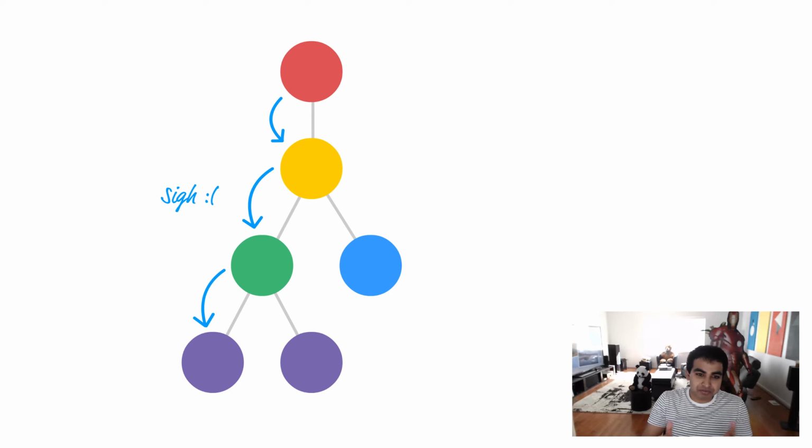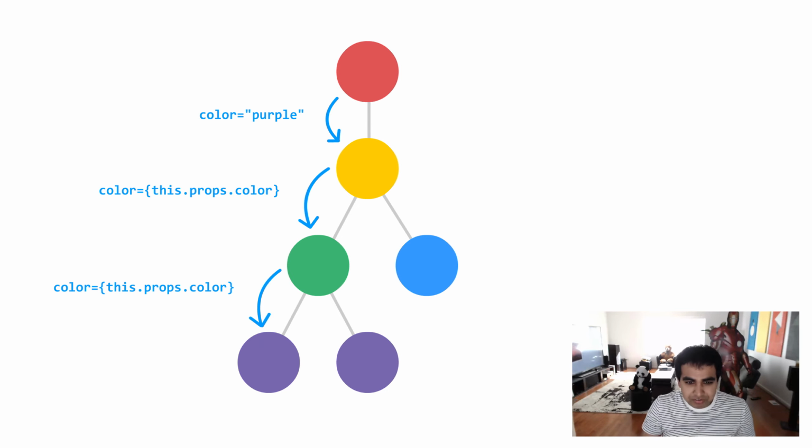So here's what you have to do. In this case, you have to transfer your property from your parent into an immediate child, then back another layer of children, and another layer of children. That's a lot of transferring things, a lot of indirection going on. And unfortunately, there's really no way around it.